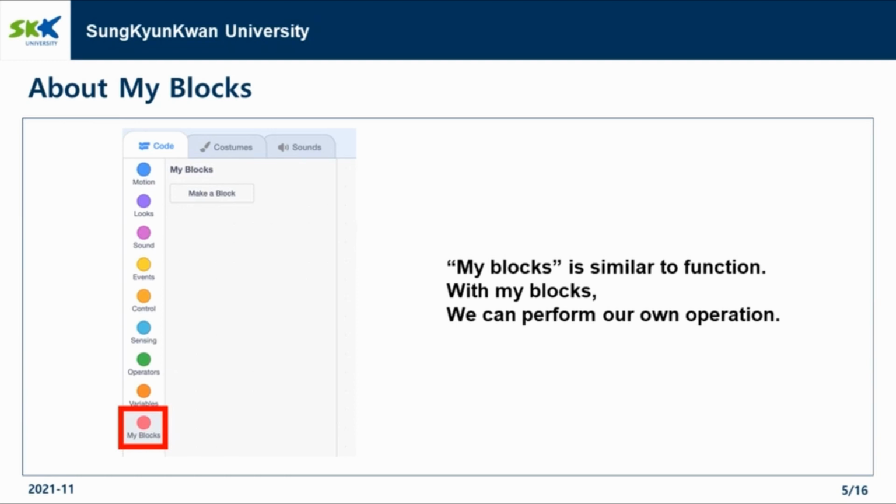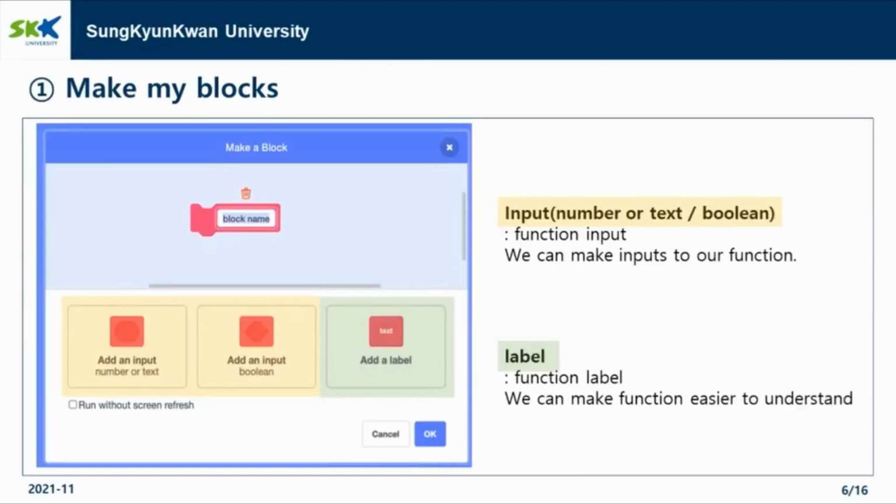myBlocks is similar to a function. If you're not familiar with function, just think of myBlocks as custom blocks. So with myBlocks, we can perform our own operation as we define how the blocks are composed. The myBlocks category is at the very bottom here, and click this Make a Block button to create our own blocks. Let me explain how we can make myBlocks. Once you create myBlocks, we can understand better what a myBlock is and how a function works.